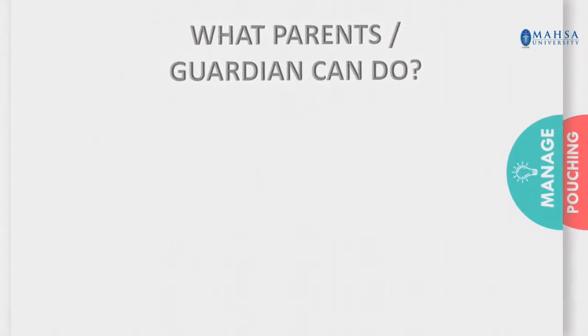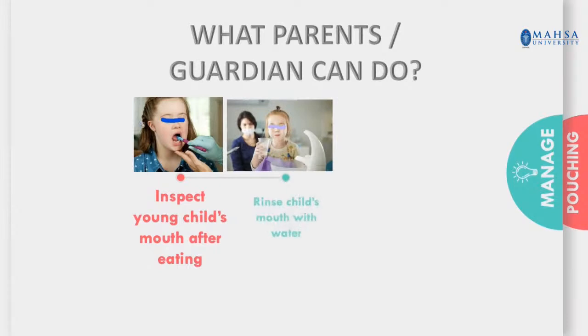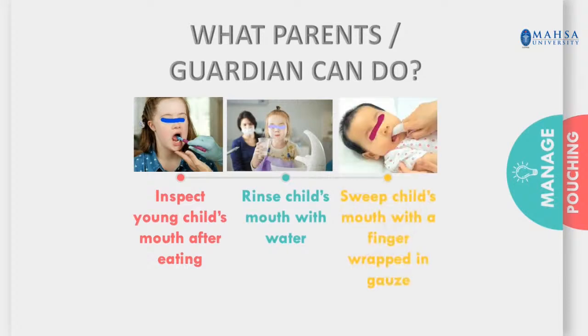Finally, parents can help their child by inspecting their child's mouth every time after they have finished eating. Parents can also make sure that their child rinses their mouth with water to clean the mouth from food debris. Lastly, sweeping the child's mouth with a finger wrapped in gauze can help to ensure the cleanliness of the child's mouth after eating.